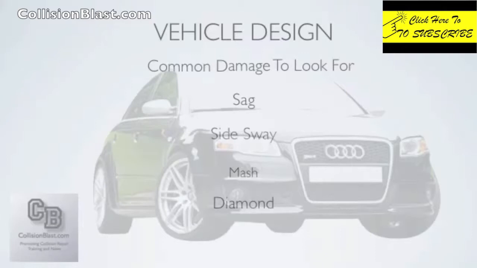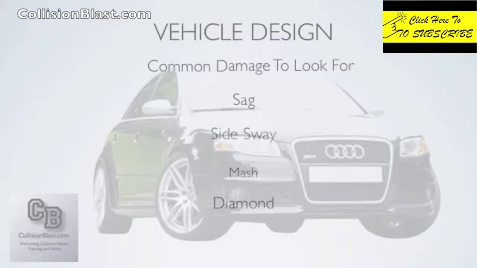And a good indication of this is the gaps are wide on one side and narrow on the other. That's a good indication of side sway. And then you have mash, and this may be a little bit harder to determine just by gaps, but that's basically where the frame has been shortened from what the specification should be.